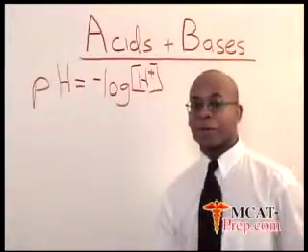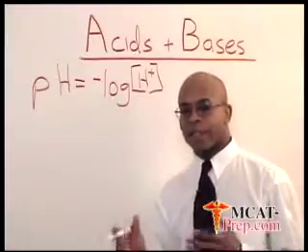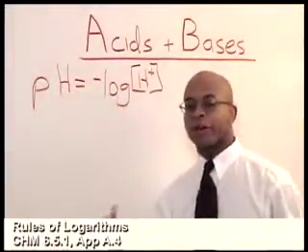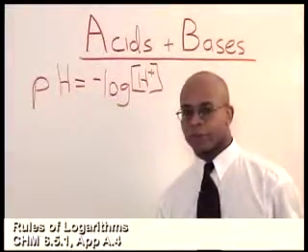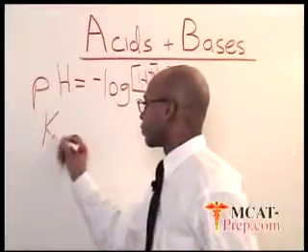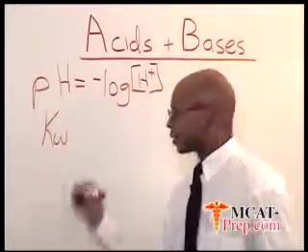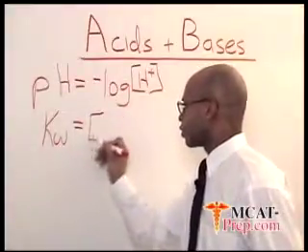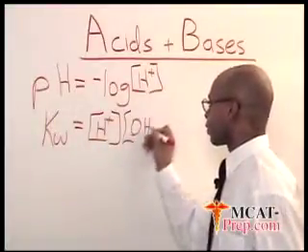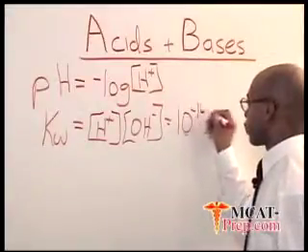Of course, this needs to be memorized, and furthermore, most questions regarding acids and bases for the MCAT exam are reduced to your understanding of the use of logarithms and the rules of logarithms. There is also the term Kw. Kw is the water dissociation constant, and it is equal to the concentration of hydrogen ions times the concentration of OH minus, which in turn is equal to 10 to the minus 14.